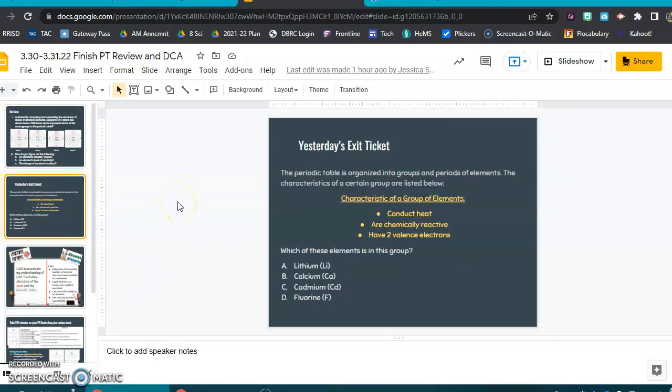All right, so here's what we're going to do. Yesterday's exit ticket, we looked at this. We're going to look at it again. If you go through and read all of this, what we came up with, that it conducts heat, could be which of these elements is in this group. Group meaning left, right. So we have, let's see, calcium and... Nope, not that one. We have lithium and fluorine together. That's awesome. They're in the same group. That means the left, right.